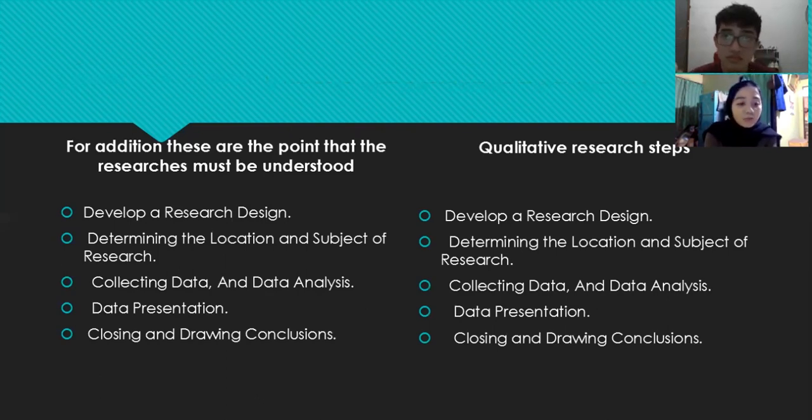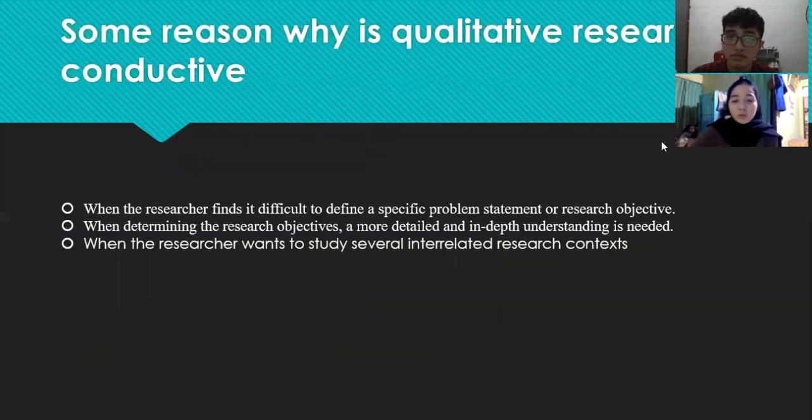And after that, we're going to talk about the qualitative research steps. The steps for conducting qualitative research are as follows. First is creating a research design. Second, choosing a location and a subject for research. Thirdly, data collection and analysis. Fourth is a presentation of data. And fifth, or the last point, is the conclusion and closing remarks. So after that, we're going to move to the next slide, please, Adit.